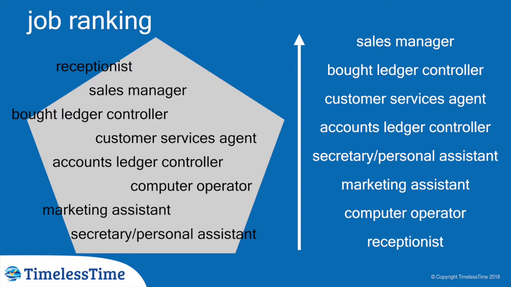The first method then is job ranking. If we take a number of jobs on the left and we rank them according to size, according to contribution to the company, on the right hand side, then we see the rank order from receptionist up to sales manager, and we'd expect the salary, the wages in the firm to obey that ranking for these jobs. It might well be done by a committee of people who are familiar with each of those jobs.